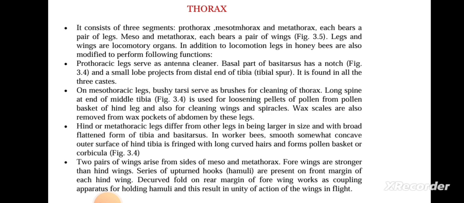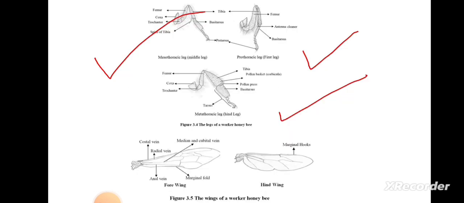In worker bees smooth somewhat concave outer surface of hind tibia is fringed with long curved hairs and forms pollen basket or corbicula. Two pairs of wings arise from side of meso and metathorax. Forewings are stronger than hind wings. Series of upturned hooks or humuli are present on front margin of each hind wing. Decurved fold on rear margin of forewing works as coupling apparatus for holding humuli and this results in unity of action of the wings in flight. Okay, here wings are also there. See, the shape of forewing and hind wing are different again.